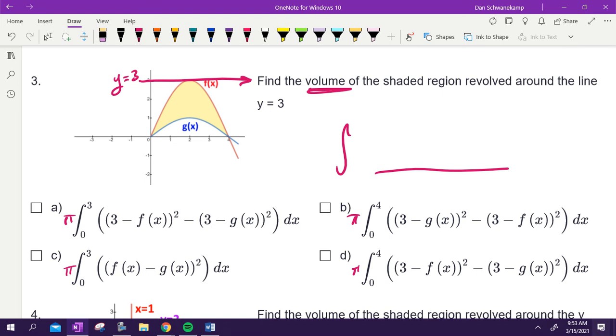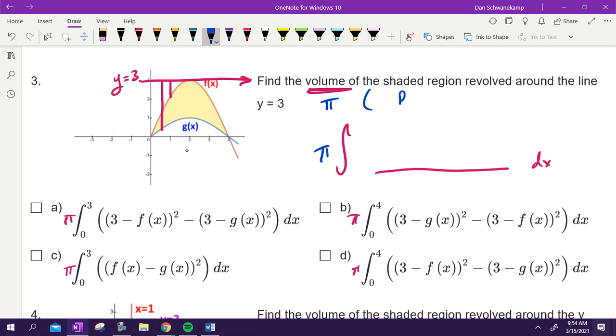Is this a dx or a dy problem if I'm revolving that way? It is dx because I'm drawing lines perpendicular to the x-axis. Is this going to be a disk or a washer? Washer, because there is space in between the thing I'm rotating and the line I'm rotating around. And so, if we're doing a washer, we take a pi out.